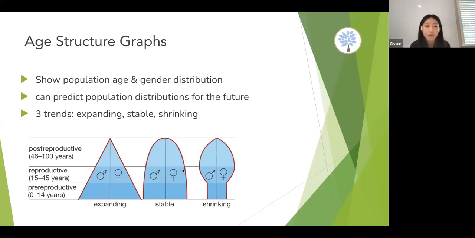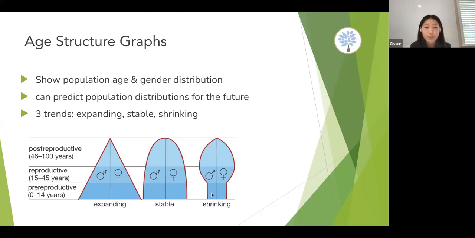A stable graph is exactly what it sounds like. It's going to be relatively stable. So there's about the same number of pre-reproductive, reproductive, and post-reproductive, and there's going to be slightly less at the very top, but that's just due to natural deaths.